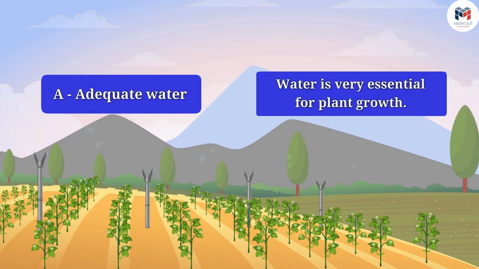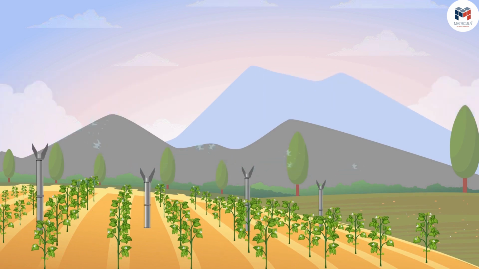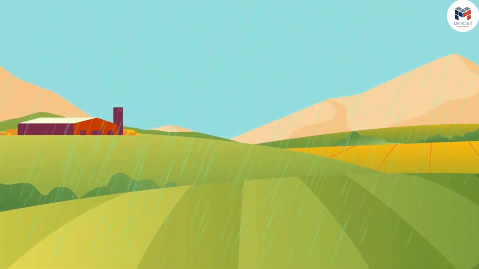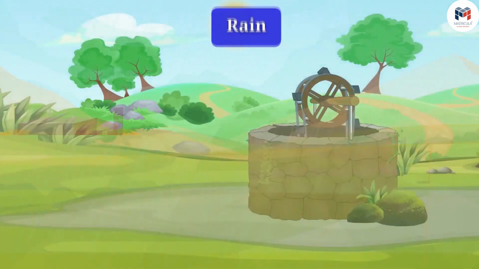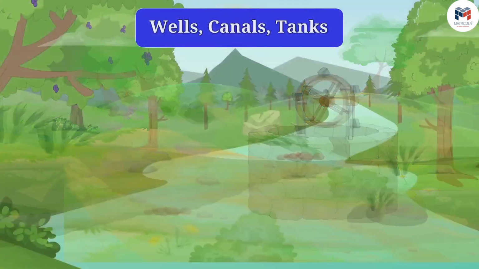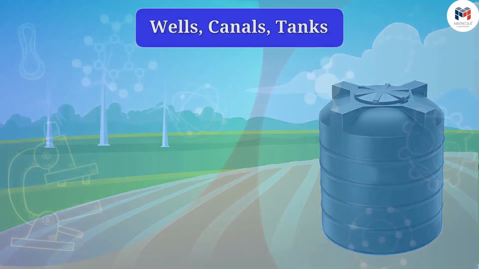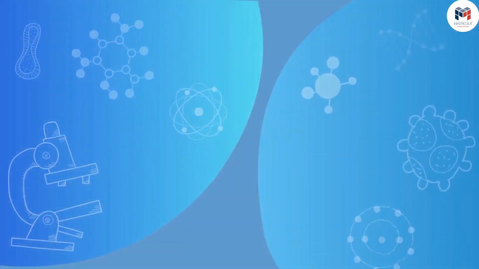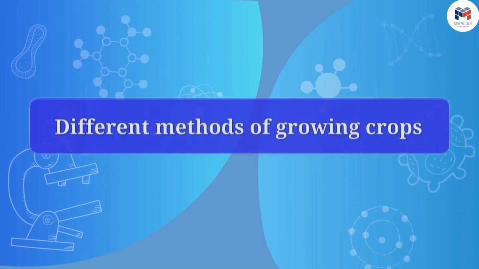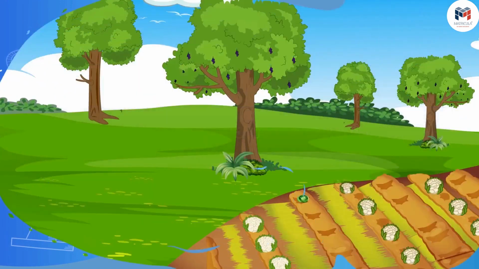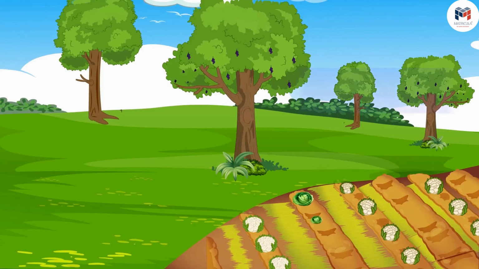So what did you know from this? Water is very essential for plant growth. Do you know where plants get water from? Think. Plants get water naturally from rain and artificially from wells, canals, tanks, etc. Friends, do you know that crop production can be increased by using different methods of growing crops? Let's know how. Crop production can be increased by using different crop patterns.